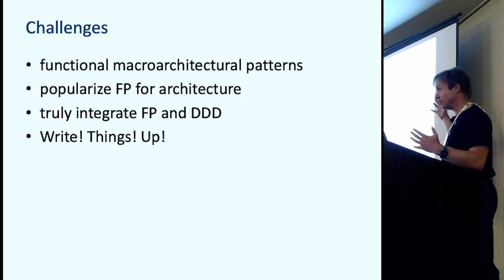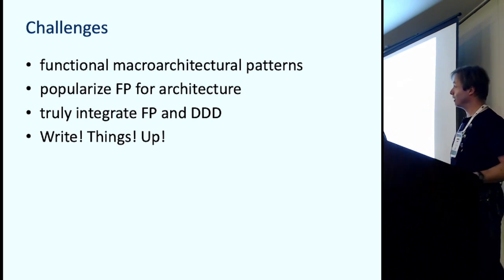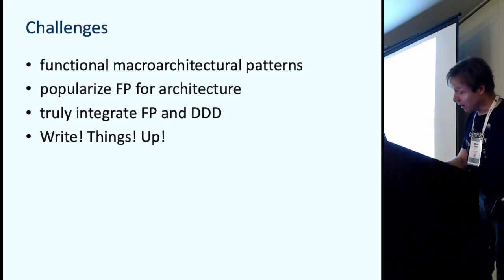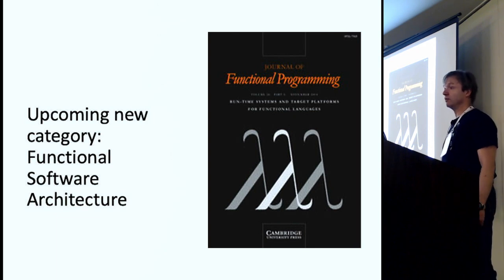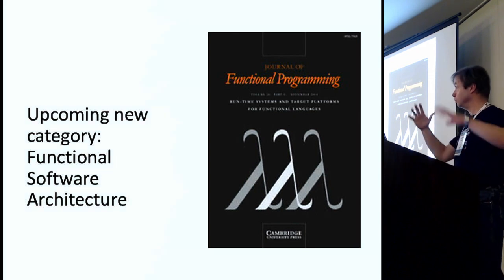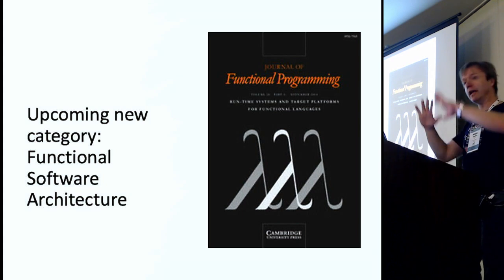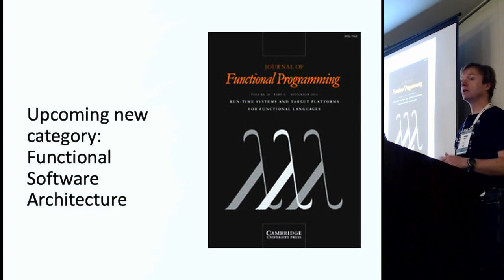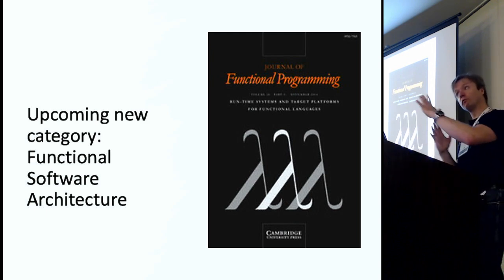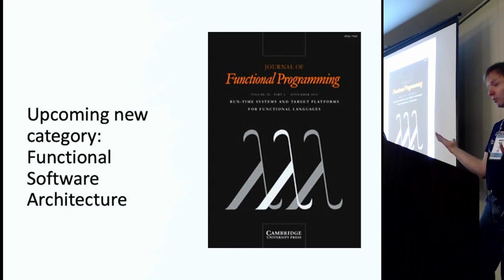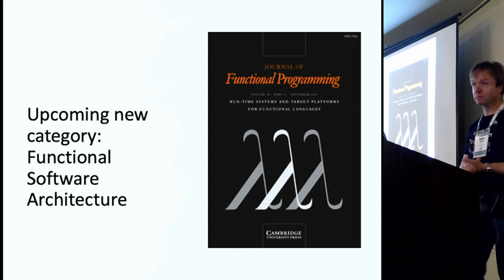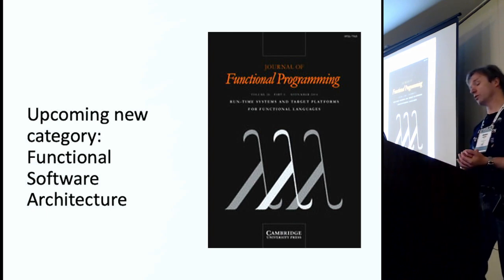And write things up, and I guess some of you have done that for the proceedings, so thank you for that. There will be more opportunities to write things up because there's an upcoming new category at JFP on functional software architecture. So if you deal with large-scale software in any way, or you think about it, even if the thing that you did a couple of years ago could be framed as how to do programming in the large, please think about writing it up and submitting it to JFP. And who knows, maybe we'll do another one of these workshops next year. That's it.